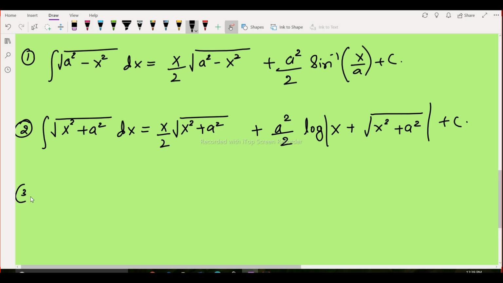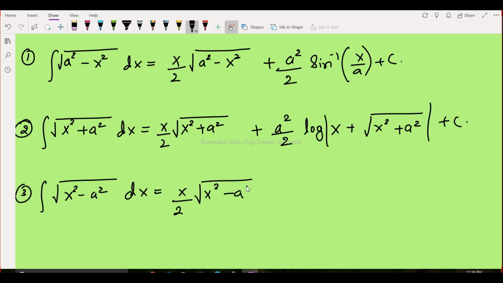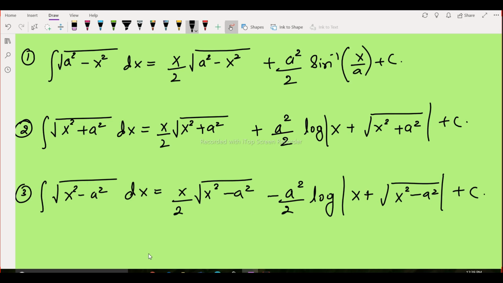And the last one, the third one: integration of root of x square minus a square dx is equal to x by 2 root of x square minus a square, and here you'll have a minus. So it's always good practice to derive the formulas, because if you derive it, you tend to remember it more. Even if they don't ask you to derive, you should derive it once in a while just to remember the formula. So these are the three formulas, and let's use them in the sums.